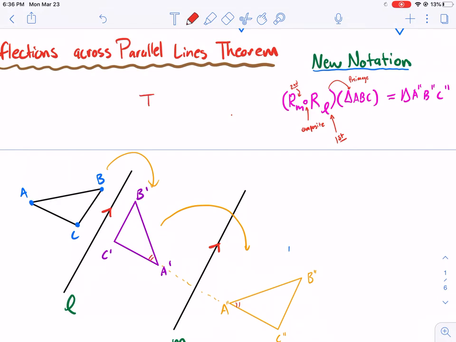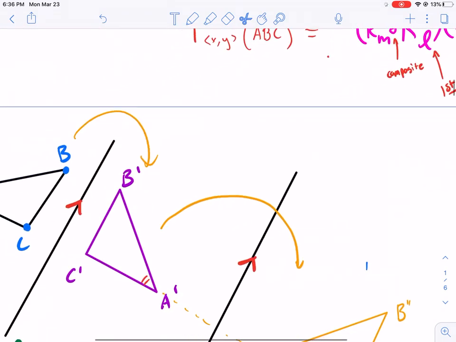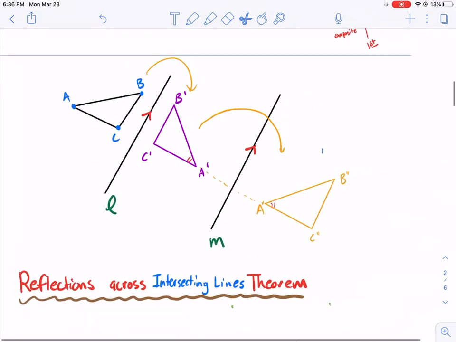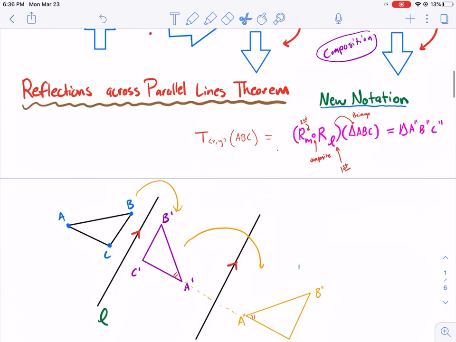So a translation of some x and y value of pre-image A, B, C becomes the reflection of line L first, because that's the first line, and then line M. Now keep in mind this only works with parallel lines. That's a very important point.